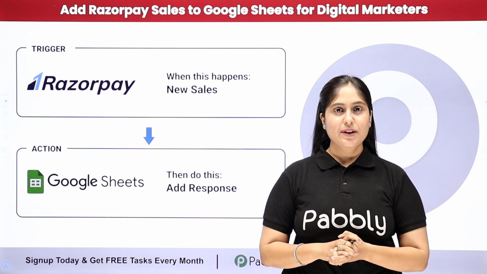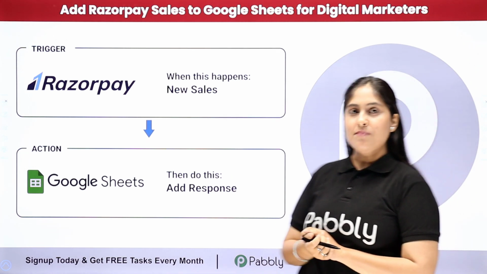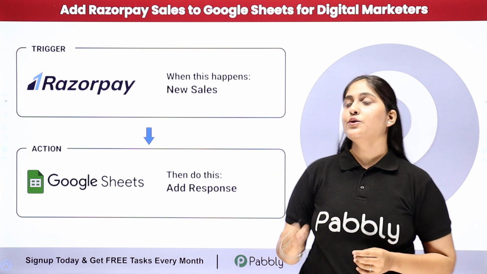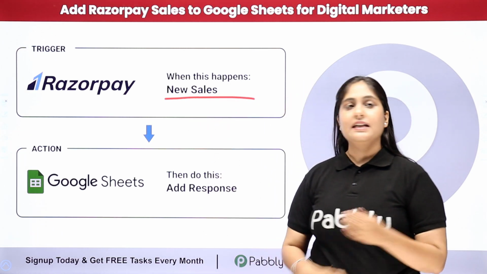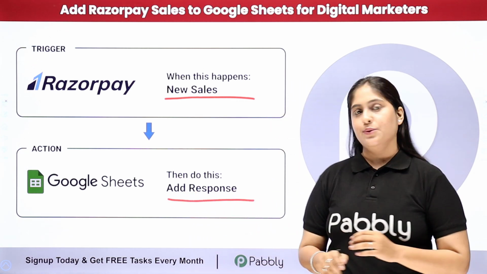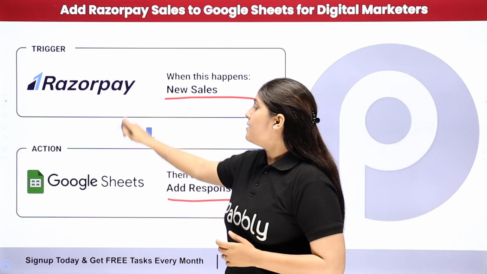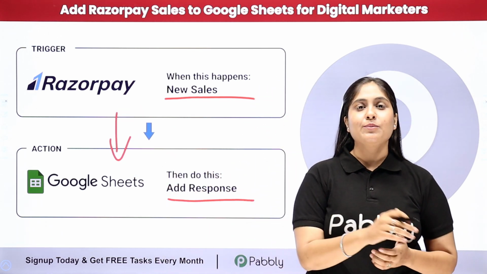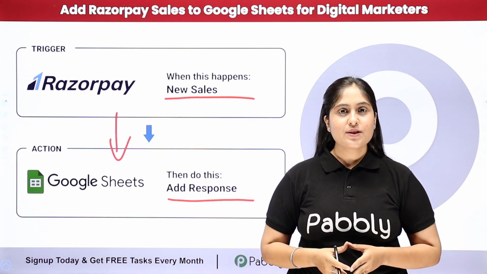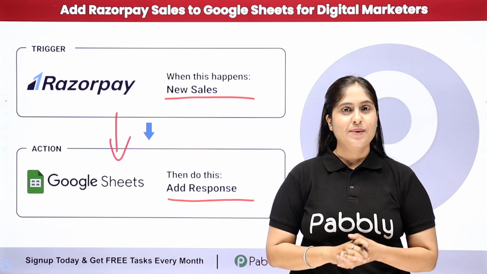In this video, we are going to understand how to add Razorpay sales to Google Sheets for digital marketers. So here my objective is that whenever I receive a new sale through my Razorpay, then automatically all the sale details should be added over here in my Google Sheets as a new row. So now here to automate the entire process, I need to connect my Razorpay with my Google Sheets using an automation software named Pabbly Connect. So now here to see the working of this automation and to learn this process step by step, let me take you to my screen.